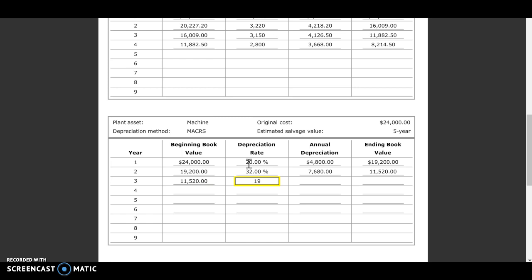Year three depreciation rate is going to be 19.2%. Again, we take that times the original cost, not the beginning book value, but the original cost. Our depreciation for year three is 4,608. Our ending book value is 6,912. Our year 4 depreciation rate is 11.52%. That gives us a depreciation of $2,764.80. Ending book value will be $4,147.20.